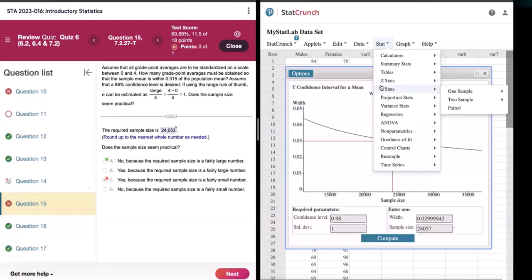So when you're looking for sample size, that's what you want to do. That's the key words: sample size.